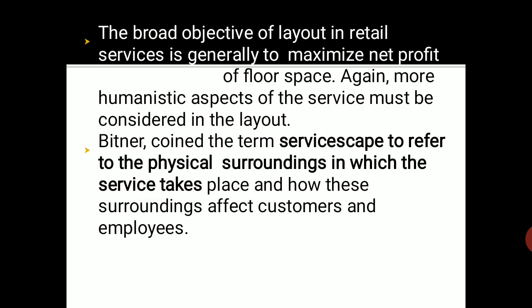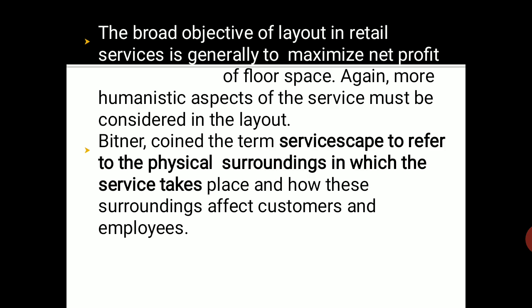Okay, the broad objective of layout in retail services is generally to maximize net profit of the floor space. That means each floor space that we are using, each square foot in the service sector especially, should give you profit. Again, more humanistic aspects of the service must be considered. That means you are dealing directly with people. See, who manufactured the pen that is in your hand right now does not matter to us. What matters to us is whether we can write with the pen or not.